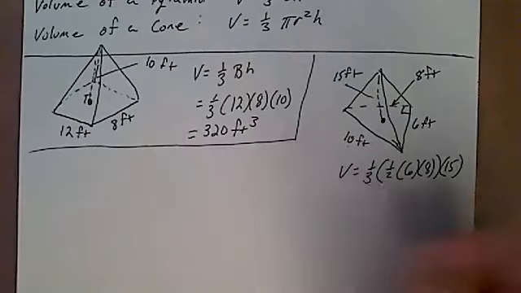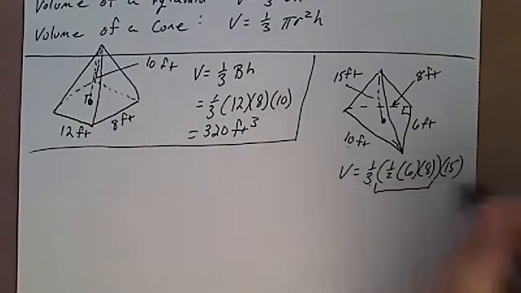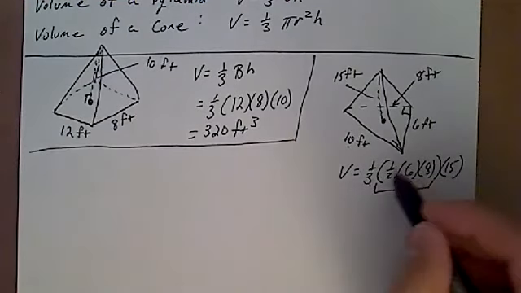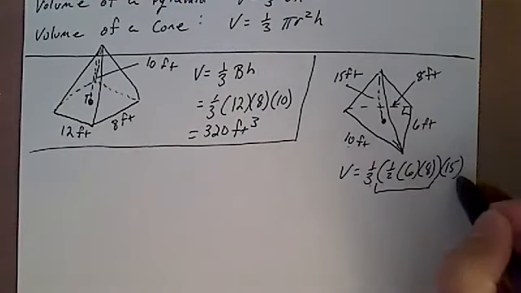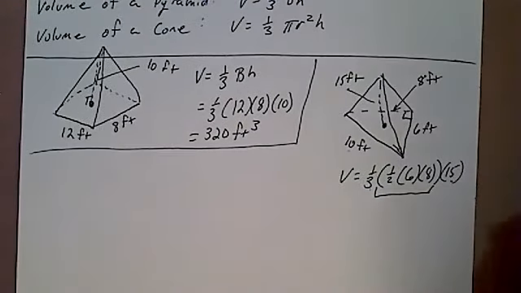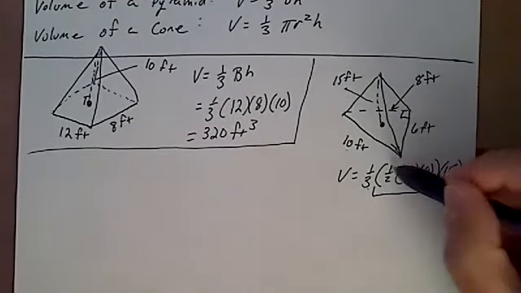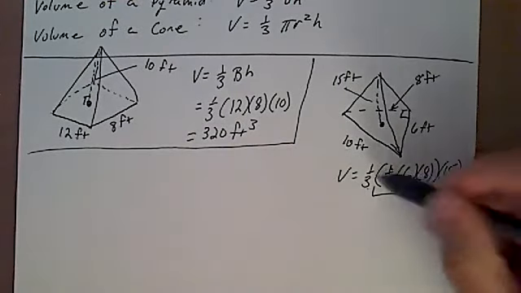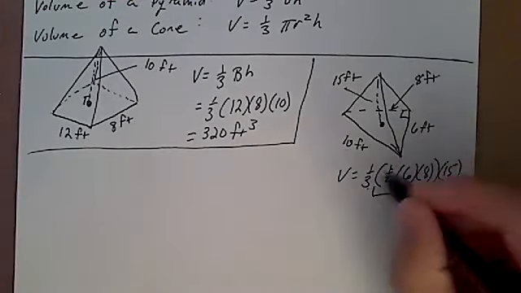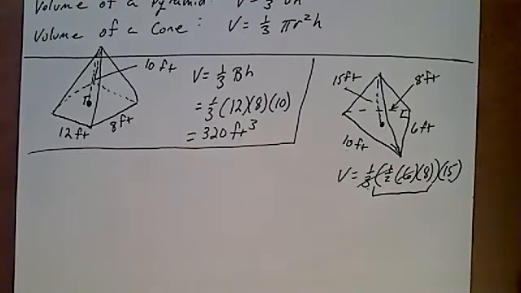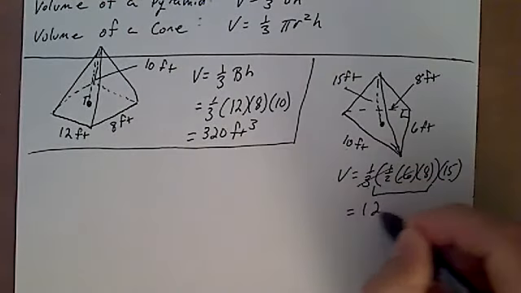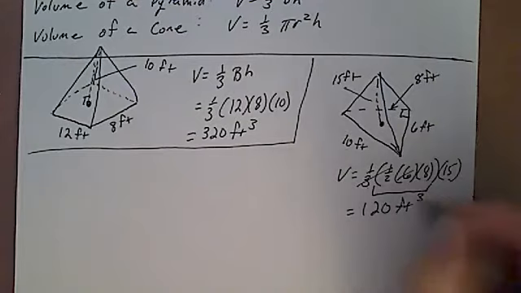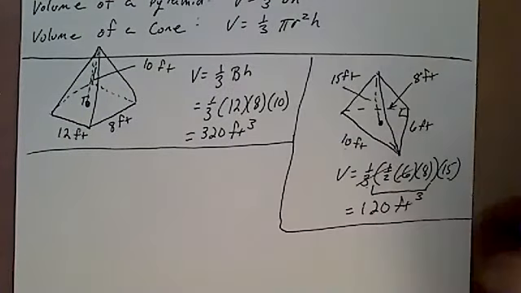So again, we have 1/3. This is the area of the base, the area of the triangle, 1/2, and then it's the 2 legs, and then times 15, the height. 1/3 times 1/2 is 1/6, so that cancels out with the 6. We're left with 8 times 5, that's 40, times 3 is 120 feet cubed.